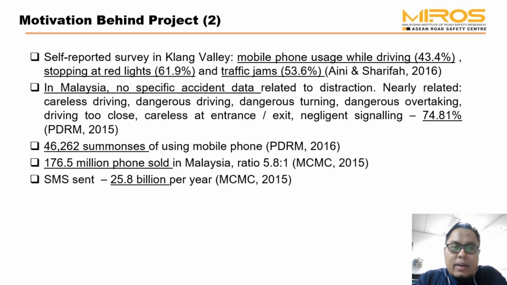With regard to the advancements of mobile phone technologies, approximately 176.5 million phones were sold in Malaysia, with a ratio of 5.8 to 1. About 25.8 billion SMS are sent per year, and therefore it is expected to affect the usage of mobile phones while driving.